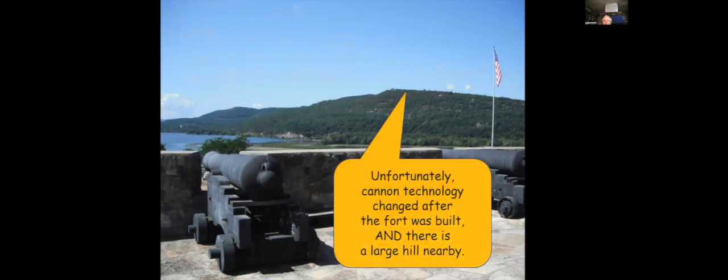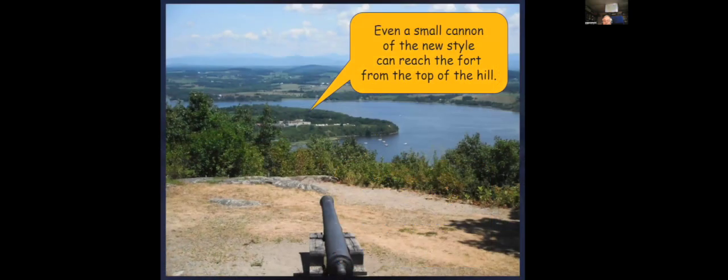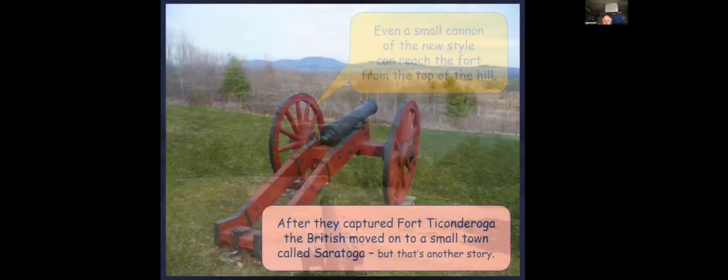The problem is, cannon technology had evolved a little bit between 1750 and 1775. And one of the effects of that was that the British were able to put a cannon up on the top of that hill and reach Fort Ticonderoga, and the fort essentially failed because it could no longer defend itself against the new military technology. And that led us into the Battle of Saratoga.